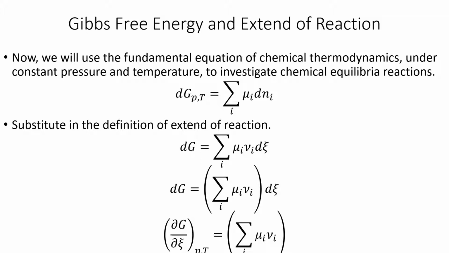And you'll note I denote it with P, T to say this equation is only true if we've got constant pressure and temperature conditions. We know this, of course, because that's where we started at the very top of the slide. And you'll note that this derivative is equal to the sum of all chemical species multiplied by their stoichiometry.